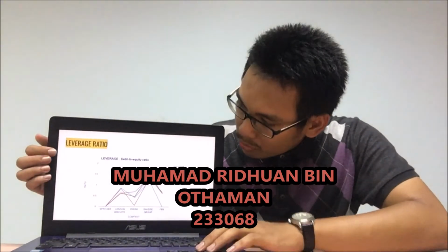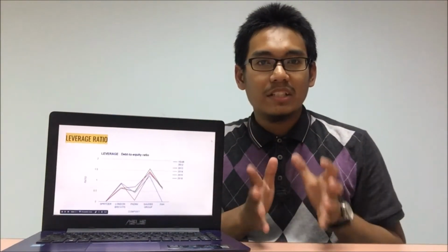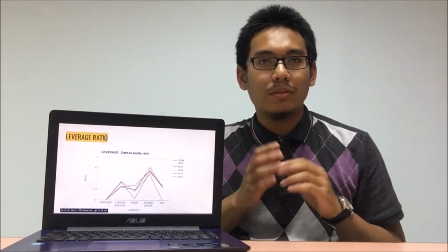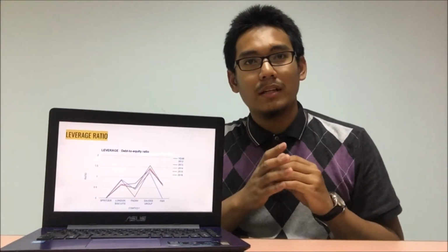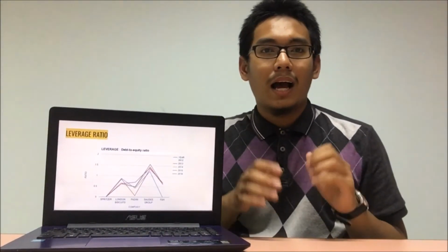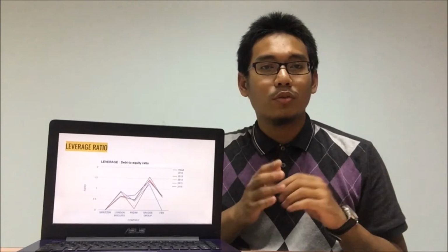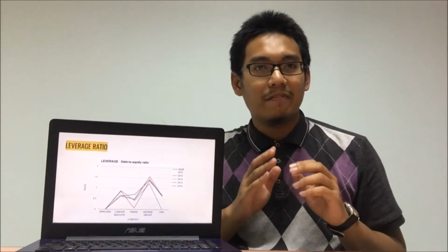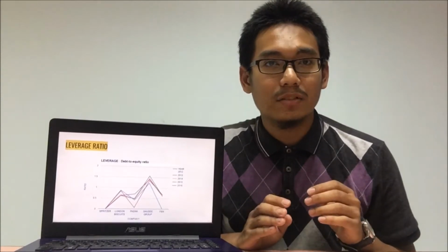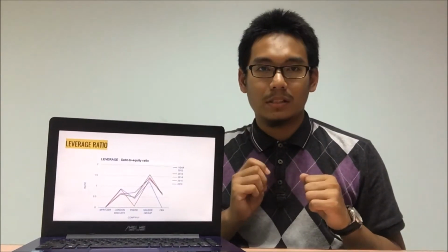Now I will continue to the leverage ratio. First and foremost, leverage ratio is a financial measurement to look at how much debt the company has to meet its financial obligations. Highly leveraged means that the company has taken on too much loan and debt. It is dangerous to the company and its investors if it has too much debt because it can lead to credit downgrades and worse.